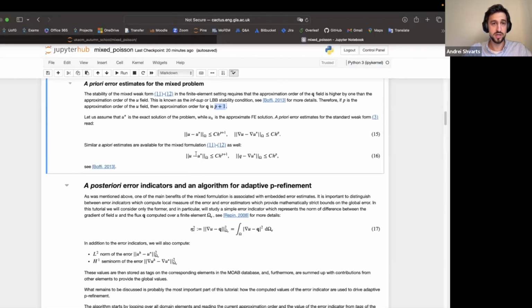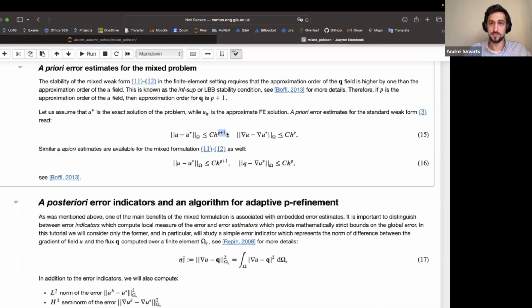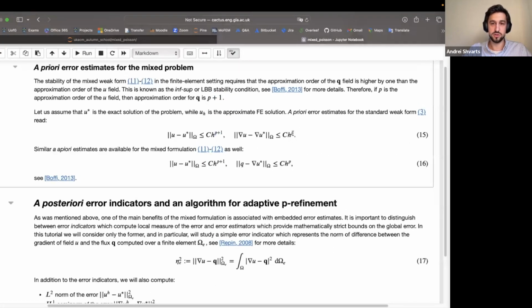So if this is fulfilled, and if U star is the exact solution of the problem, then first we're going to write the a priori estimates for the standard weak form, and they are stating that the convergence order is P+1 for the solution U, and the convergence order is order P for the gradient of the solution. Those are very standard estimates that we know for the finite elements. And the norm here is L2 norm in both cases.